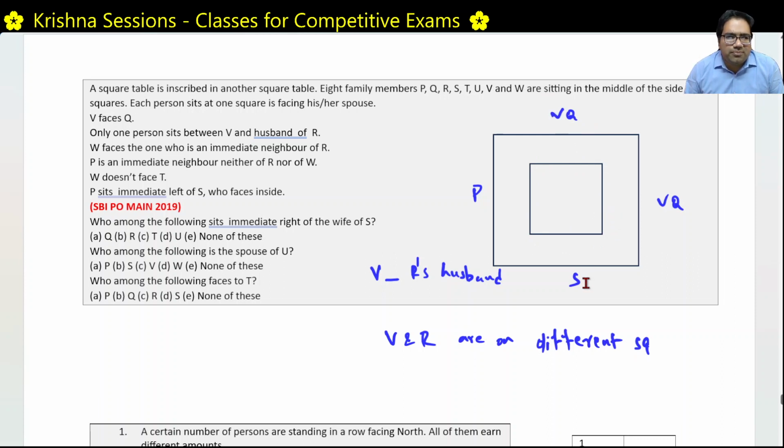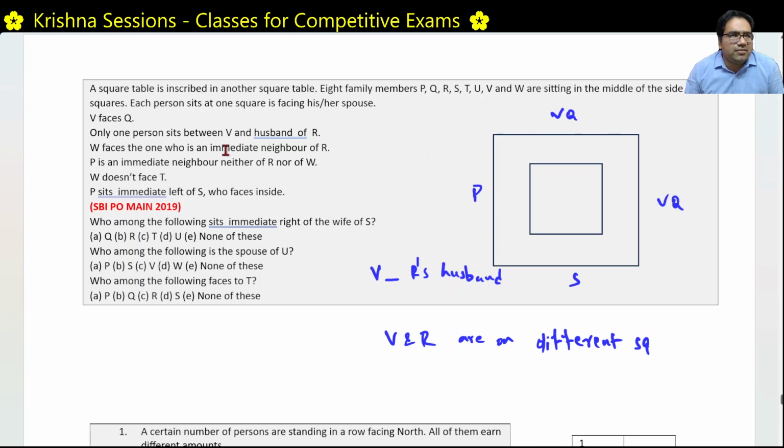then R's husband has to be either, he cannot sit here, right? Basically, V can sit here. If V is sitting in the outer square, R's husband has to sit here. Or if V sits here, R's husband has to sit here because there should be one person between them. We don't know whether one of them, P or S, is R's husband also. Definitely one thing we know for sure is that R's husband at least cannot sit in these two slots. That much is clear at this point.